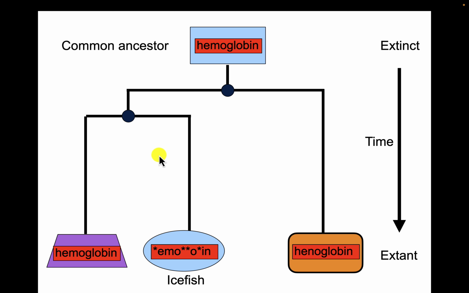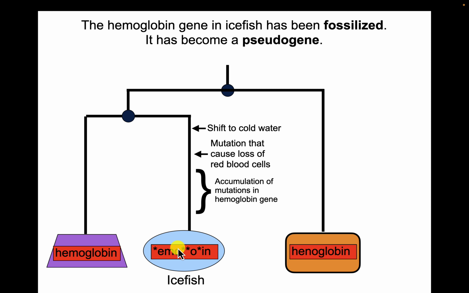So let's look at the evolution of this species here. What happened to allow for the fossilization of the hemoglobin gene? Well, let's take a look. Back in evolutionary time, millions of years ago, this population of fish got separated, where one part of the population remained in relatively warm waters, and the other population got separated into waters that became very, very cold.